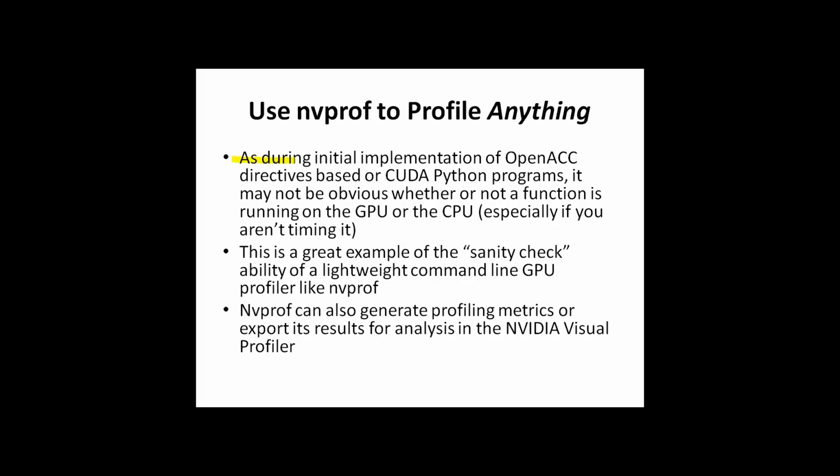Well, it is very important if we are implementing our program in OpenACC or in other languages, because it is not obvious. We see that C++ is the native language, but for other languages which are derived ones, it will be a very useful tool when we get the details of our different statements, timings, or profiling details through nvprof. So this is also a great example of the sanity check ability of a lightweight command line tool. It's a command line GPU profiler.